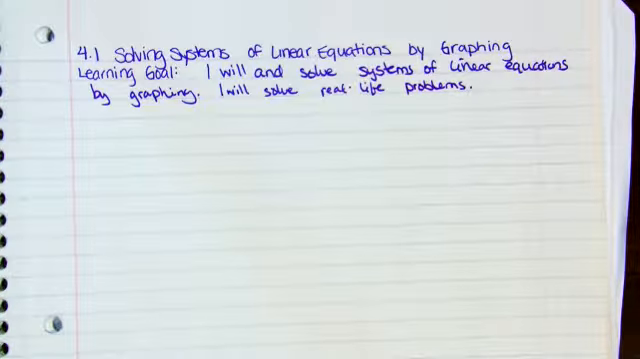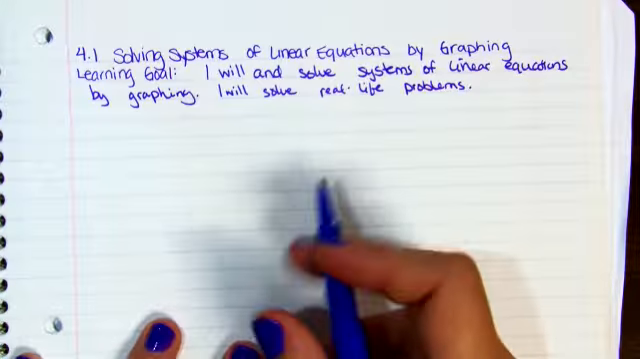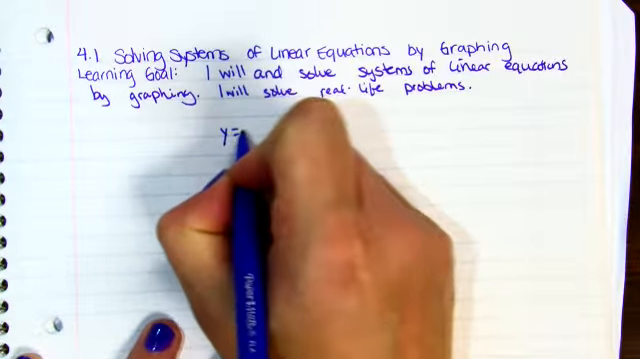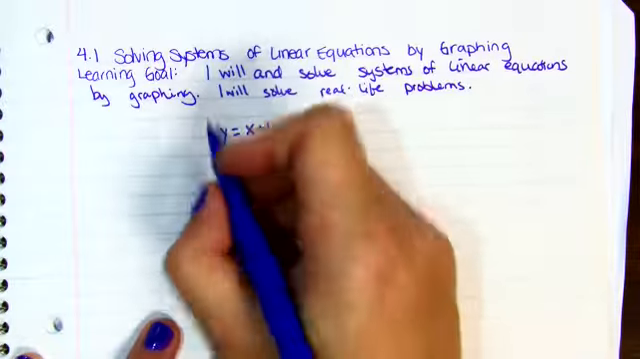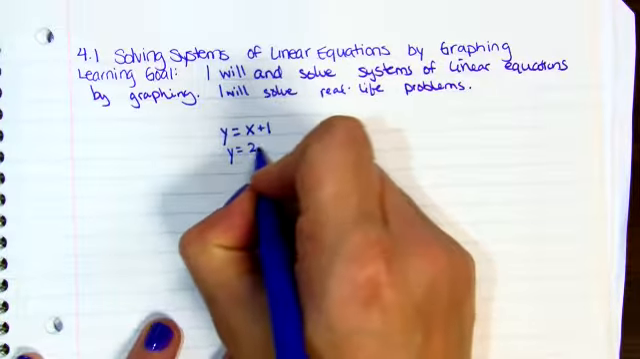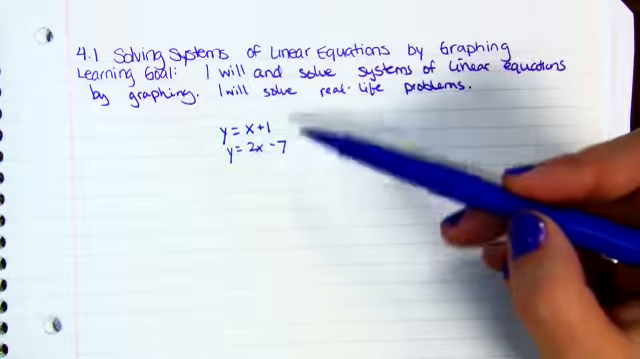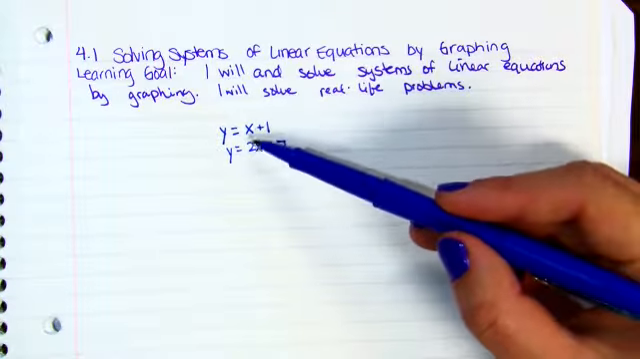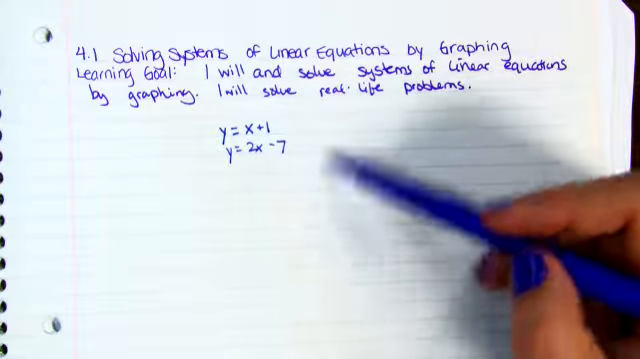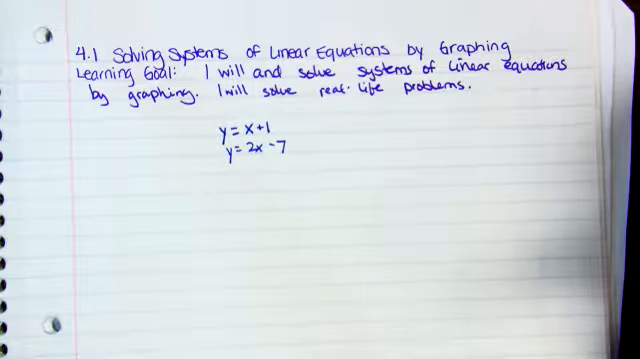So the first thing we need to know is what a system of linear equations is. So here's an example of one. It's where we have two or more linear equations that use the same variables. So like y equals x plus 1 and y equals 2x minus 7. We have two equations and two unknowns. Our unknowns are x and y. So this is what we call a system of linear equations.